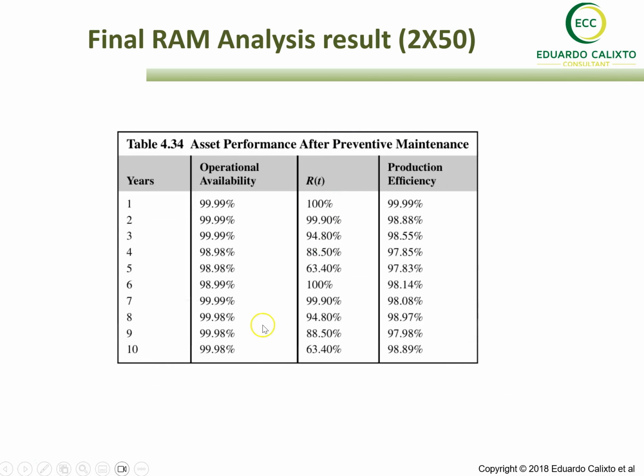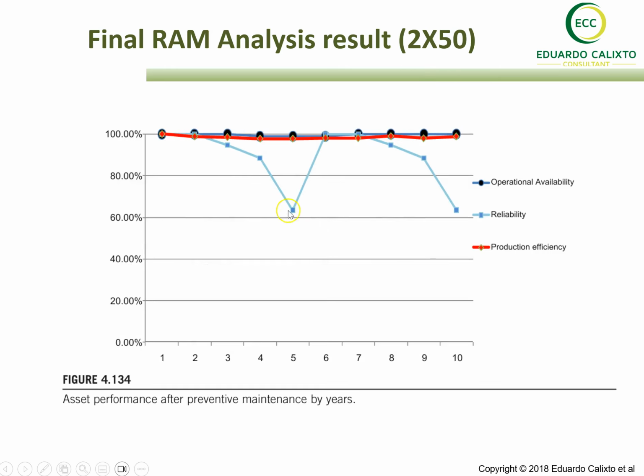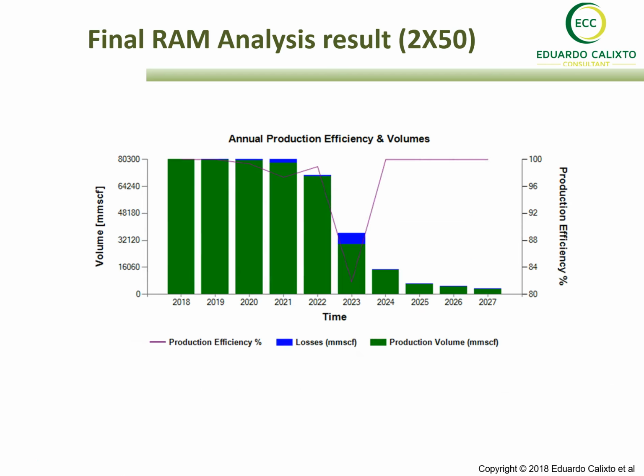So that's what I'm showing here. And then I achieve better performance with these results by having two separation trains and two recompression trains, critical equipment with 50% of capacity each. And of course, by implementing preventive maintenance, I will not let my reliability go down to very low results and take the risk of having a shutdown in the platform.